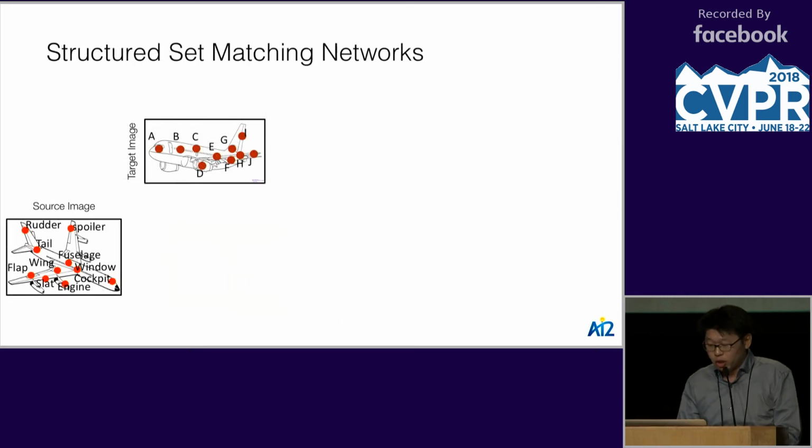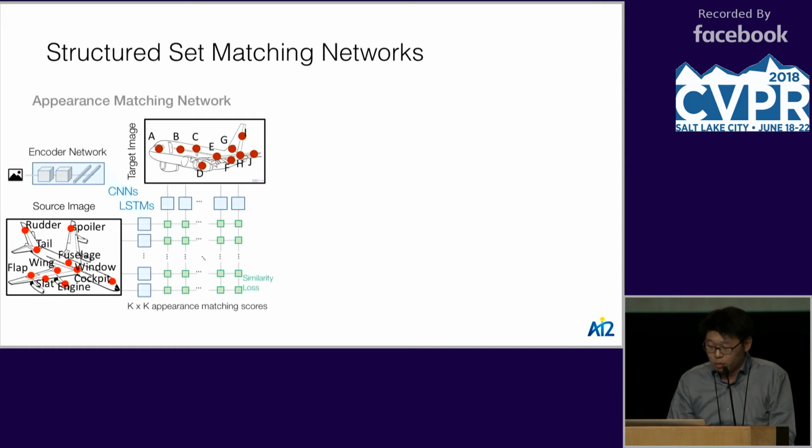To overcome the challenges, we propose a structured set matching network, or SSMN for short. For a given source and target image pair and the corresponding part locations, we first compute part embeddings by CNNs and appearance similarity scores with context via LSTM. We call this an appearance matching network.